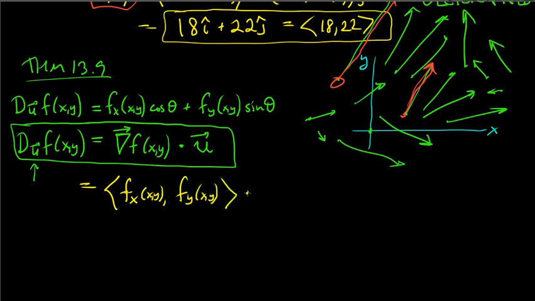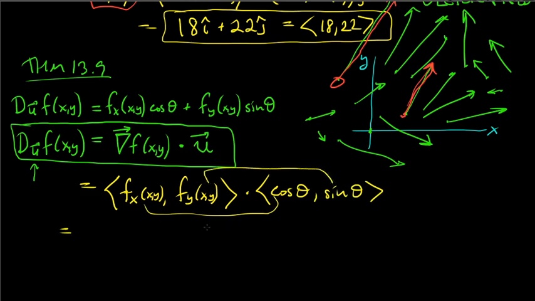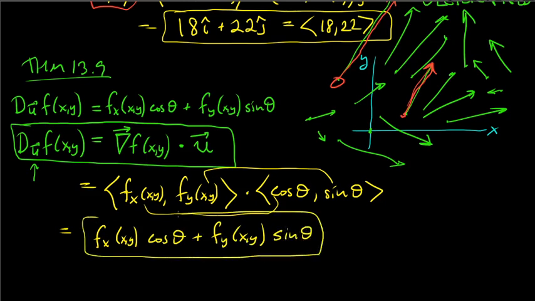Right. Dot product with u. Well, what are the components of u? If u is a unit vector, the components are cosine theta and sine theta. So now how do you take the dot product? You multiply these, and then you add it to this product here, right? So you get the x partial of f at the point xy times the cosine of theta, plus the y partial of f at the point xy times the sine of theta. But of course, that's exactly what we already have. That was Theorem 13.9.